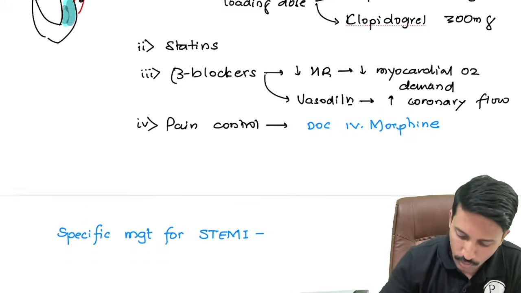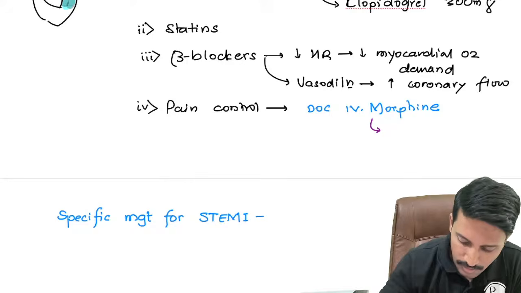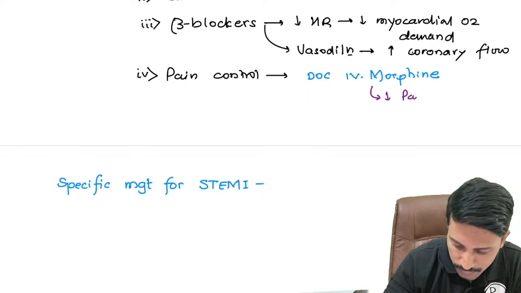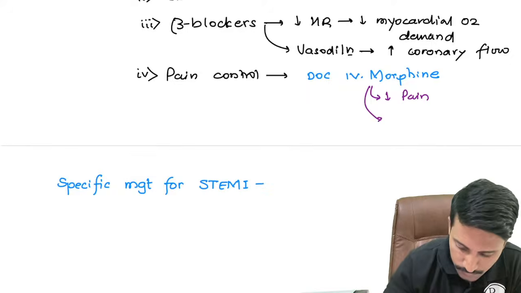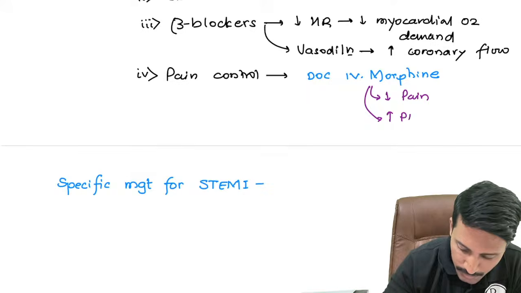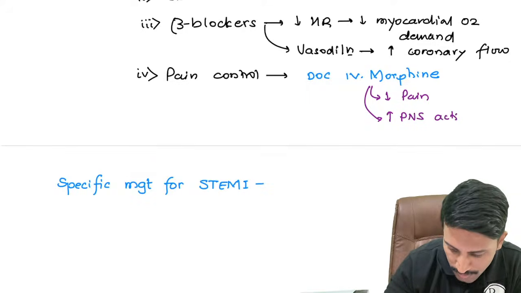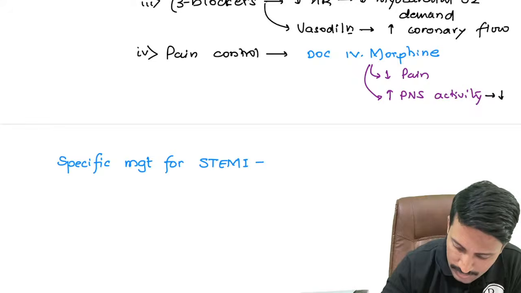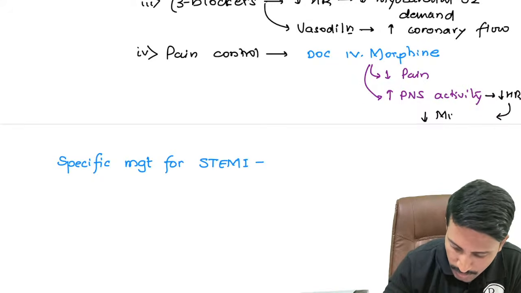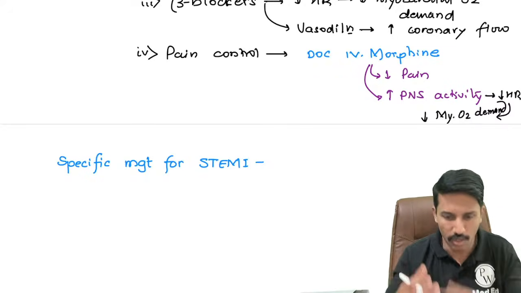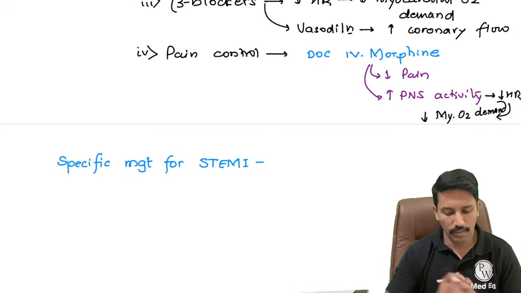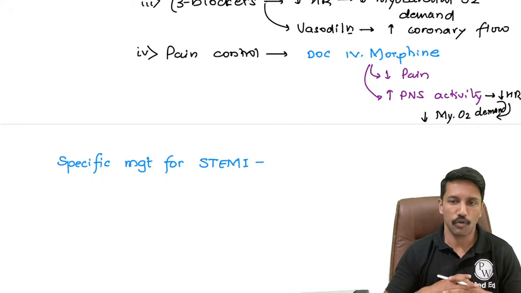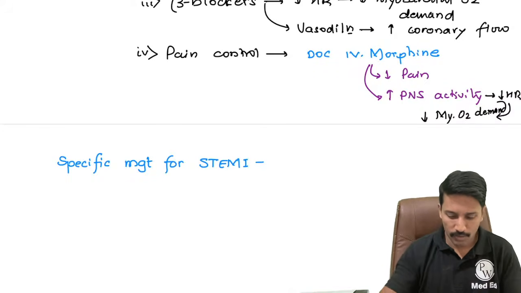Parasympathetic stimulation will suppress the cardiac activity or sympathetic activity and reduce the heart rate. So morphine not only takes care of pain, right? It will decrease pain and it will increase parasympathetic nervous system activity, and by doing so, that will result in decreased heart rate, and decreased heart rate means decreased myocardial oxygen demand, which is beneficial when you're having the critical situation, right? So that's why for pain control we use morphine, not NSAIDs.